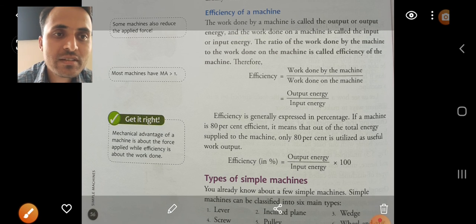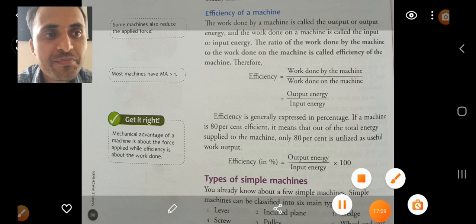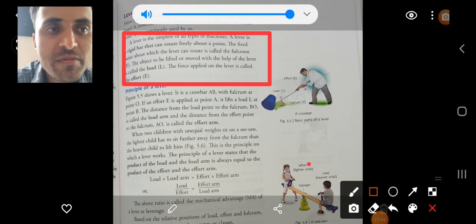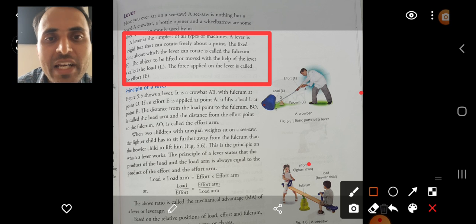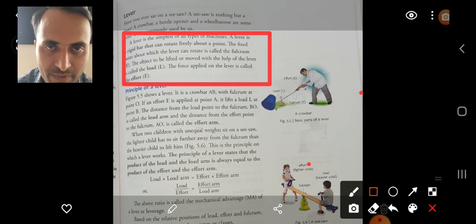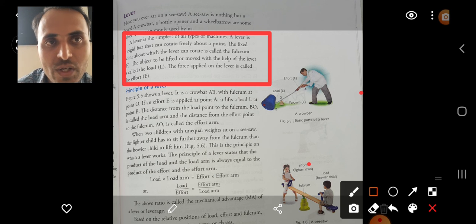Now we will discuss the first type of simple machine, that is the lever. So students, you can see the first type of simple machine, that is the lever. So what do you mean by lever? Lever is nothing but one type of rigid bar. It is solid in state and it is very rigid, strong, and in a straight line shape. So a rigid bar that can rotate freely about a point, that point is called the fulcrum point.